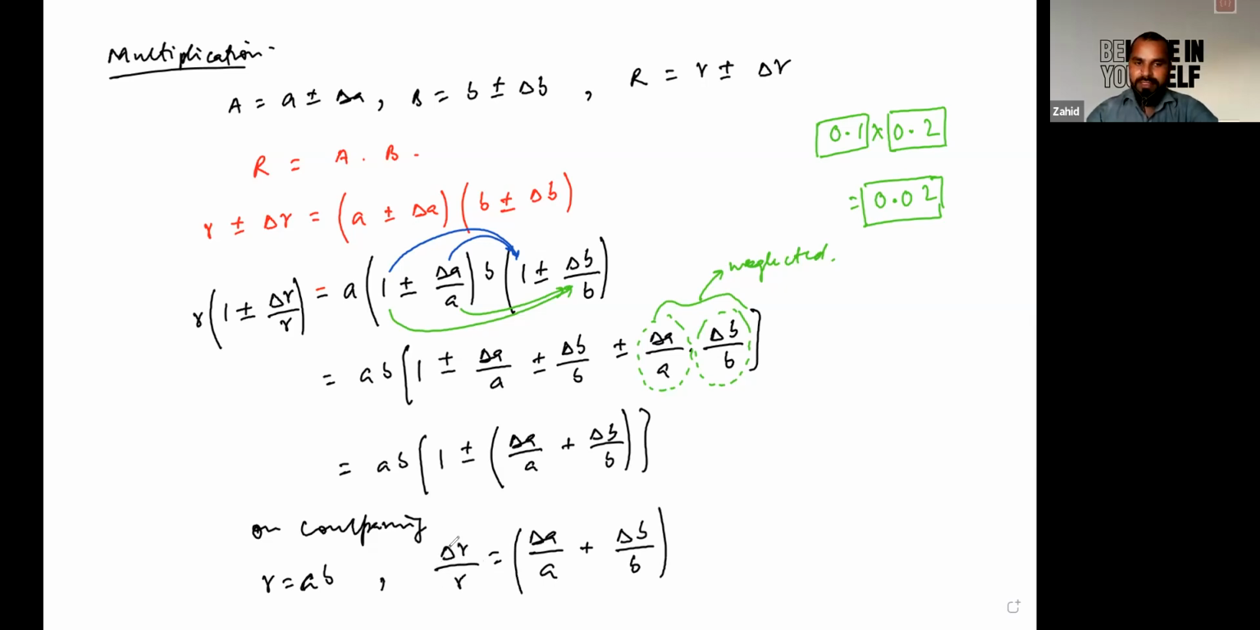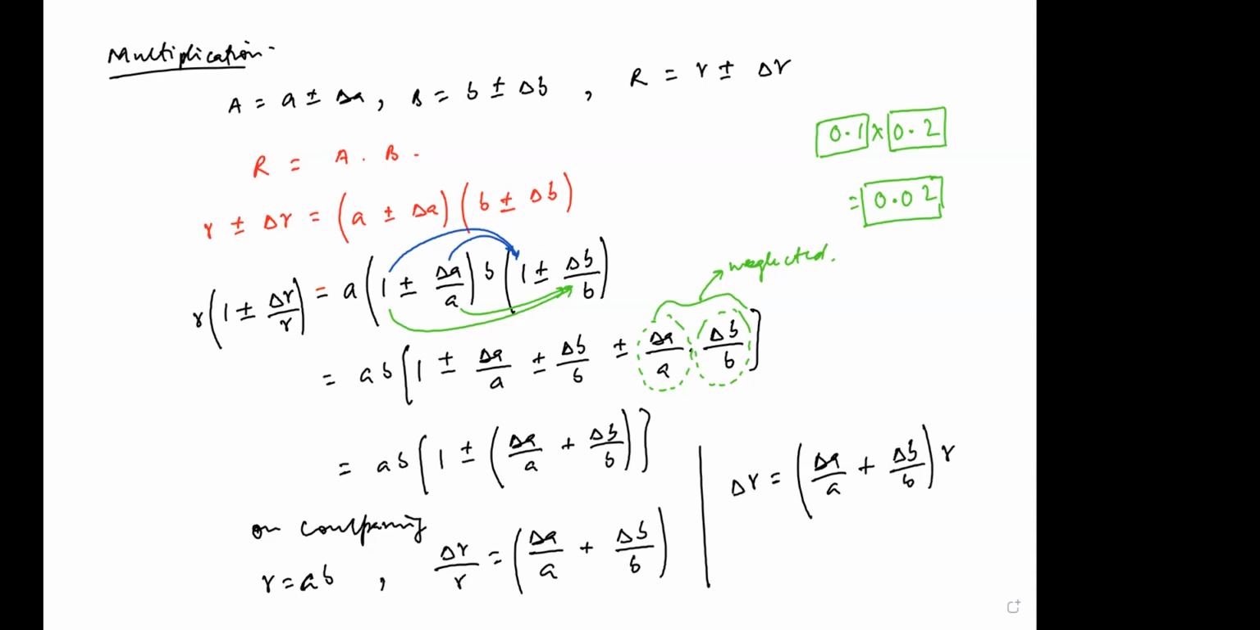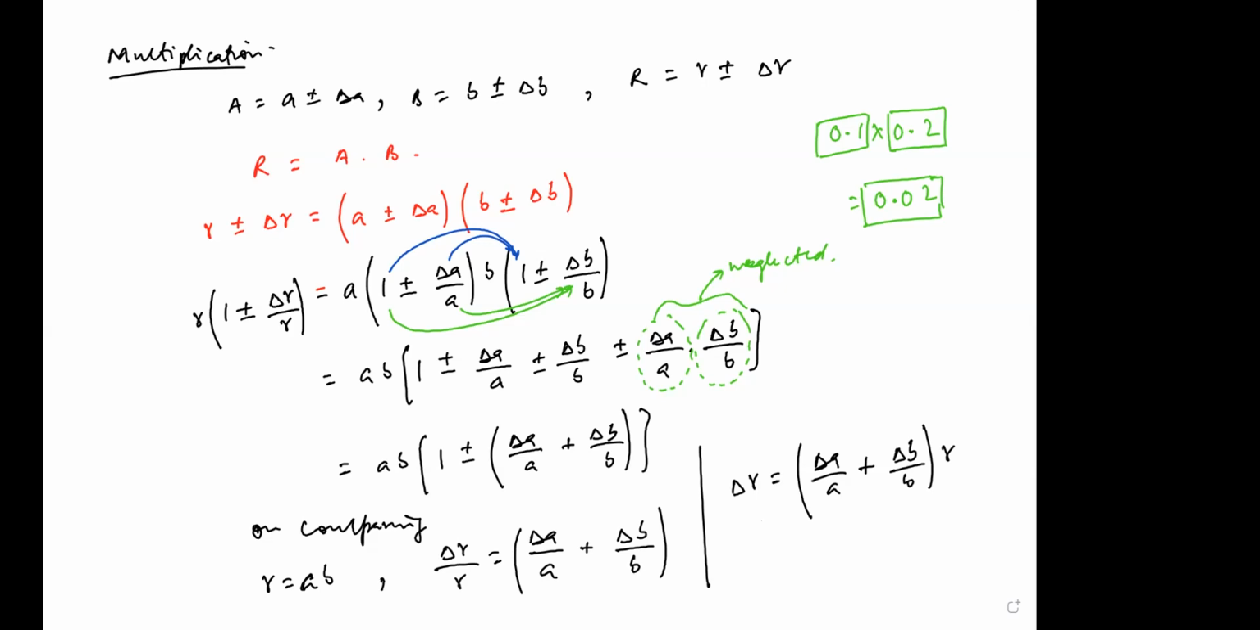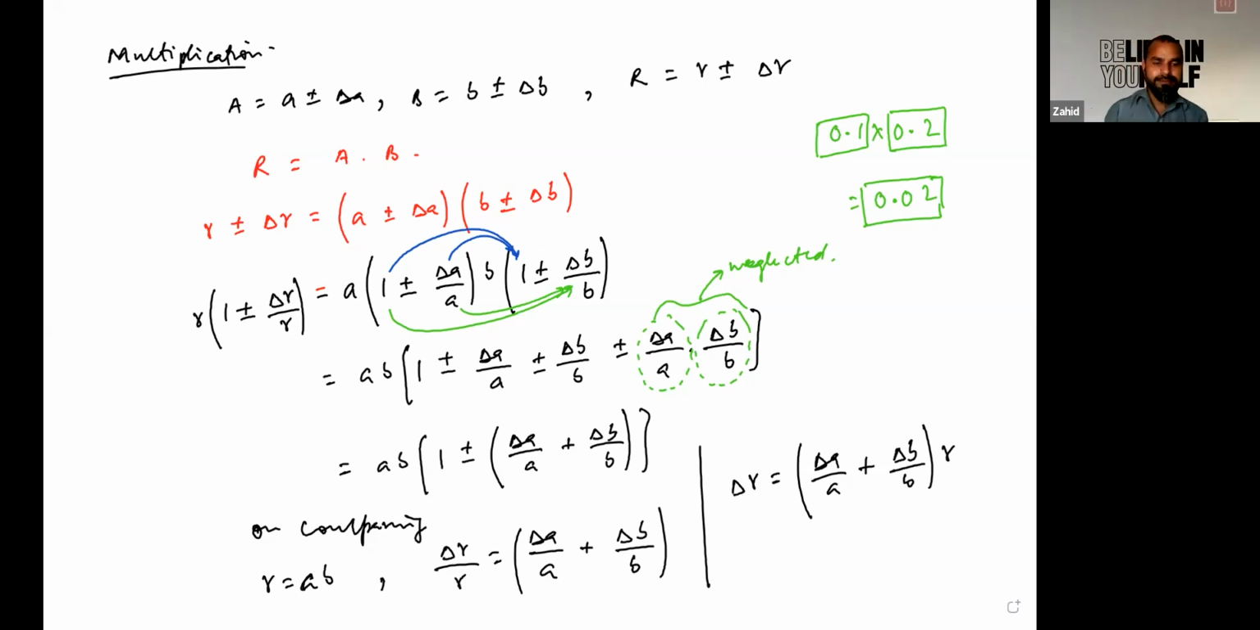This particular term, we have learned it as fractional error or relative error. If we have to find error only, just multiply this particular R to the right-hand side. So we obtain a relation: delta R equals delta A over A plus delta B over B, times R. Is it fine? Yes, sir. Khalid, any doubt? No, sir, no doubt. Okay, just write it down.